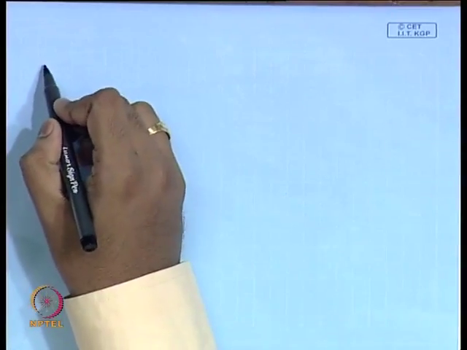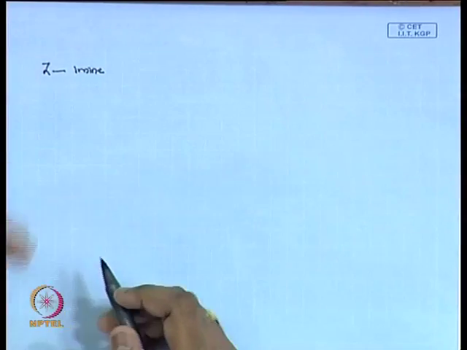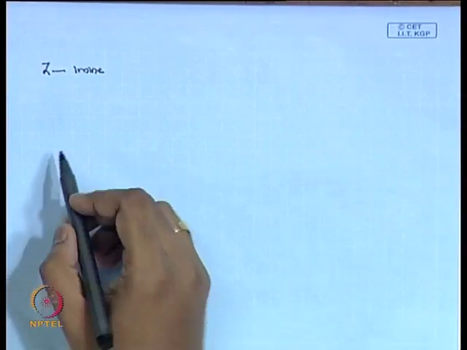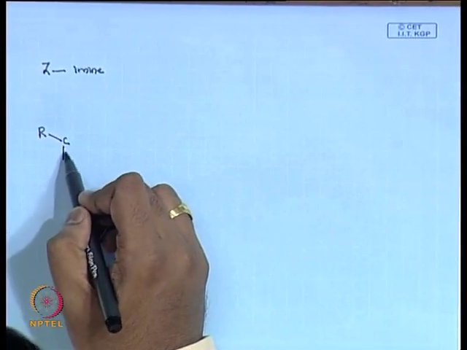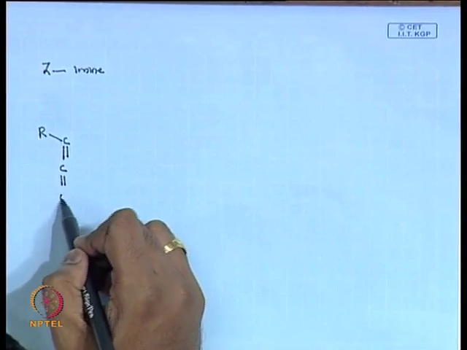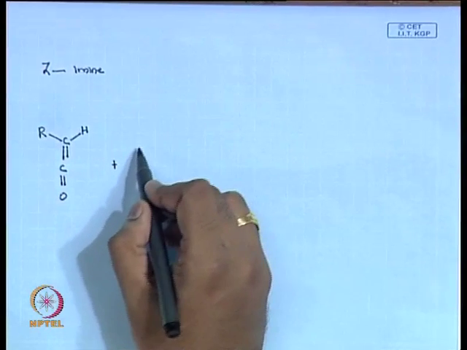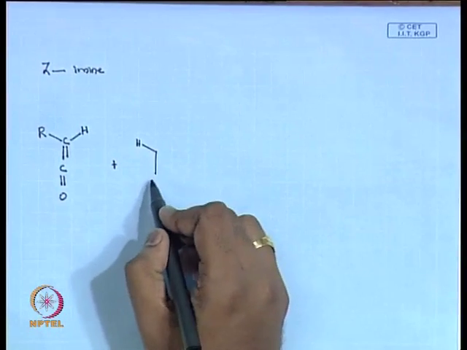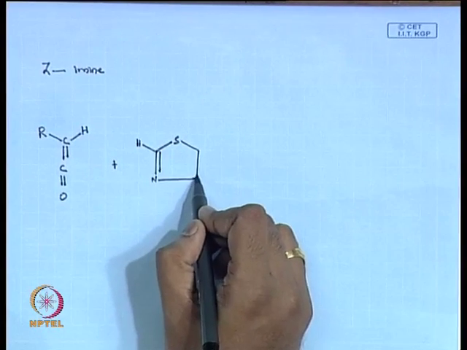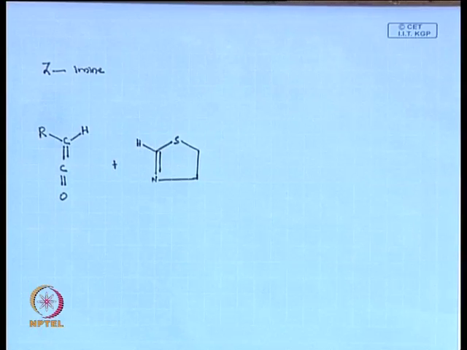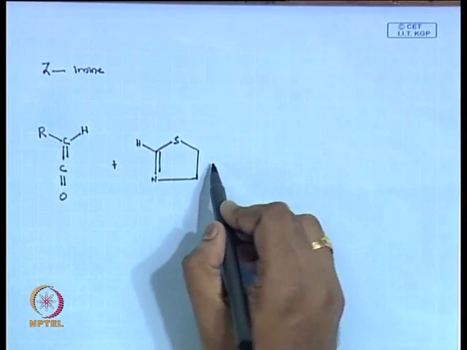So another reaction, you can see the same observation with the Z imine also. Okay, we talked about E. You can even do the same chemistry with Z. For example, I have a type of conformationally locked system, like it's a Z imine. Okay, now how can you draw it?